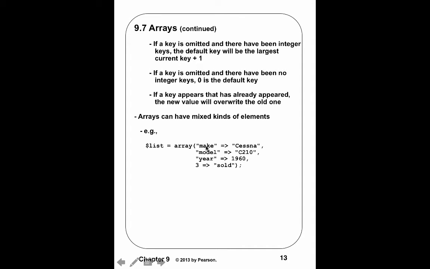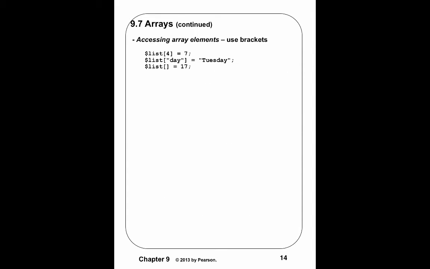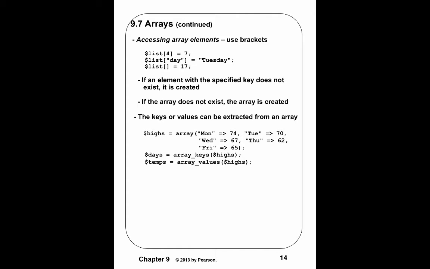And you can have keys which are strings instead of numbers, or a mix of strings and numbers as keys. Here's an array of numbers, and then an array of numbers and key value pairs. So heterogeneous types is possible. Array of strings, and you can dereference using square brackets. You can also get all the keys of an array of key value pairs, or all the values of the array of key value pairs, extracting just the keys or extracting just the values.